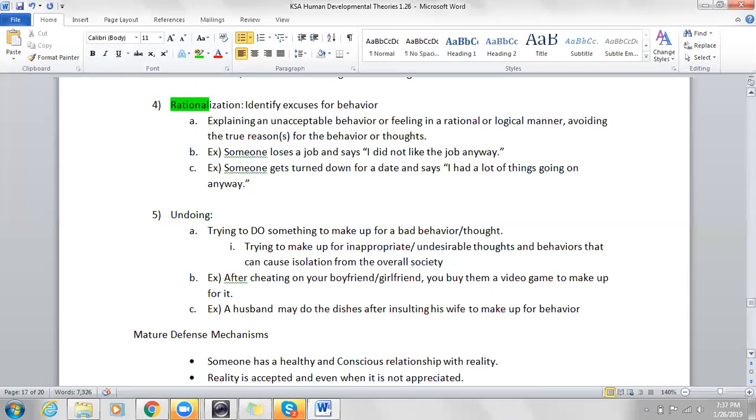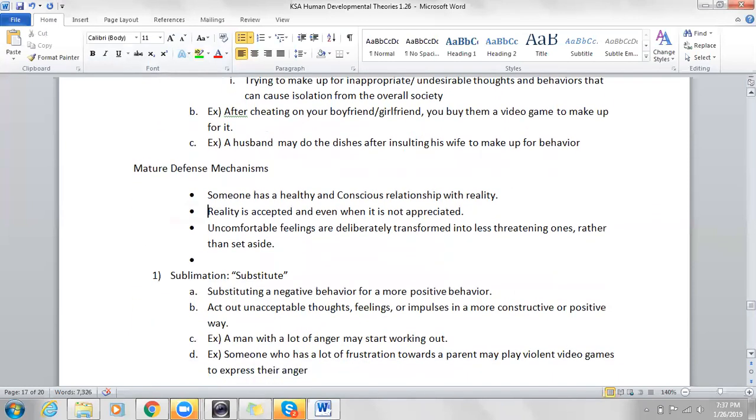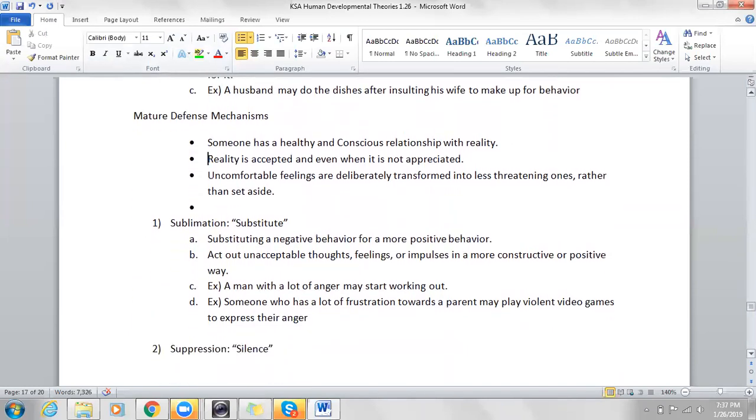So then we step into our mature defense mechanisms. And this is when someone has a healthy relationship with reality as well as their conscience. And reality is accepted even if it's not appreciated or appropriate within the person's mind or context. And someone may act out their behavior.